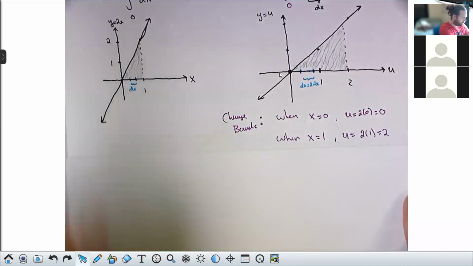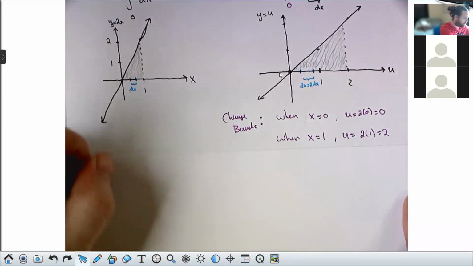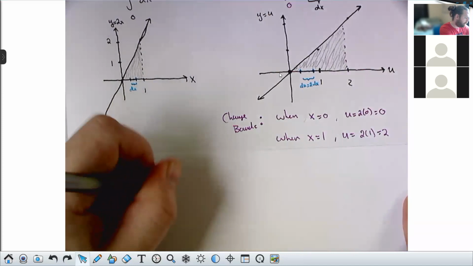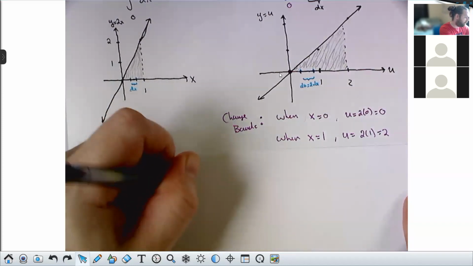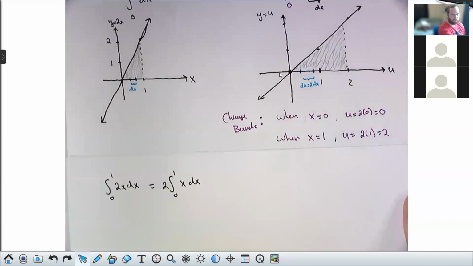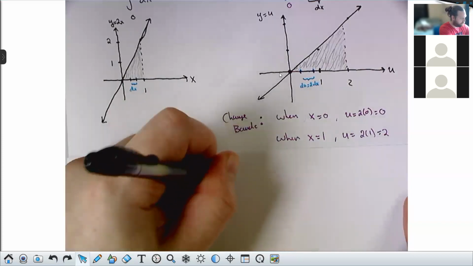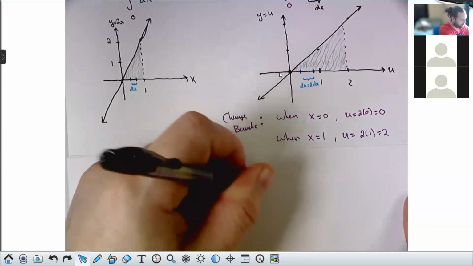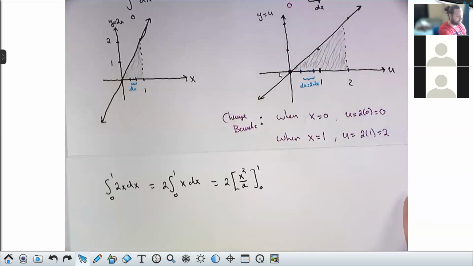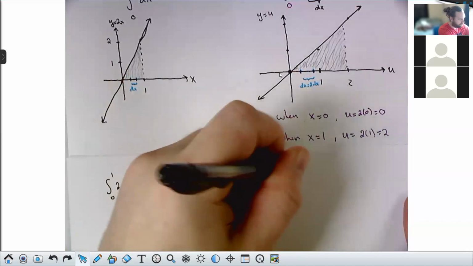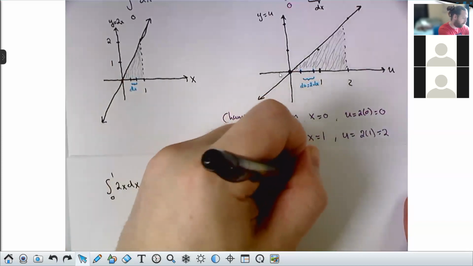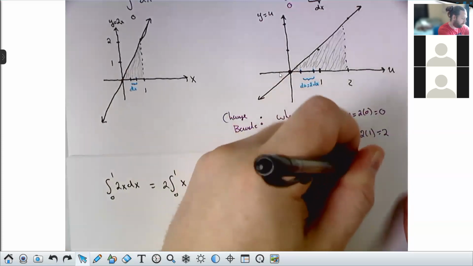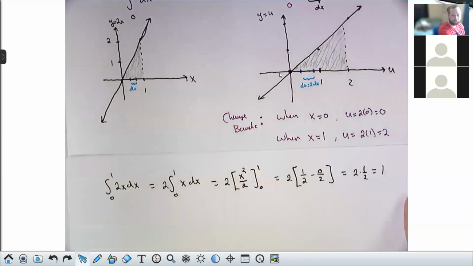Okay, so the integral 0 to 1 of 2x dx, you can pop out the 2 and you have the integral 0 to 1 of x dx, which is 2 times your antiderivative, x squared over 2, evaluated from 0 to 1. Which is 2 times 1/2 minus 0 over 2, which is 2 times 1/2, which is just 1.